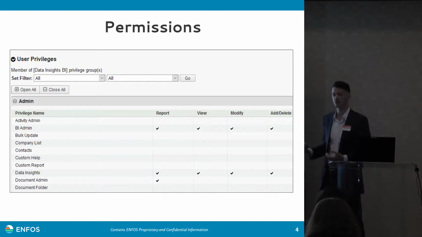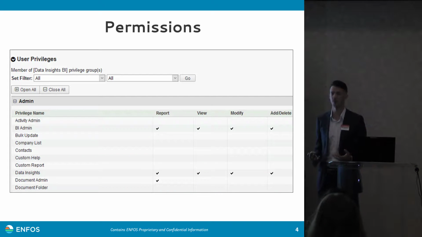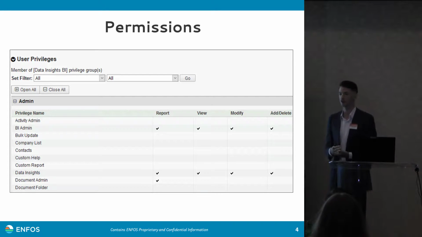Something to keep in mind with these permissions is since we denormalize the data sets every 24 hours, when you first enable these permissions for users, it takes 24 hours or at least overnight for them to take effect. So if you want your users to start using it on Monday, make sure you enable it on Friday.